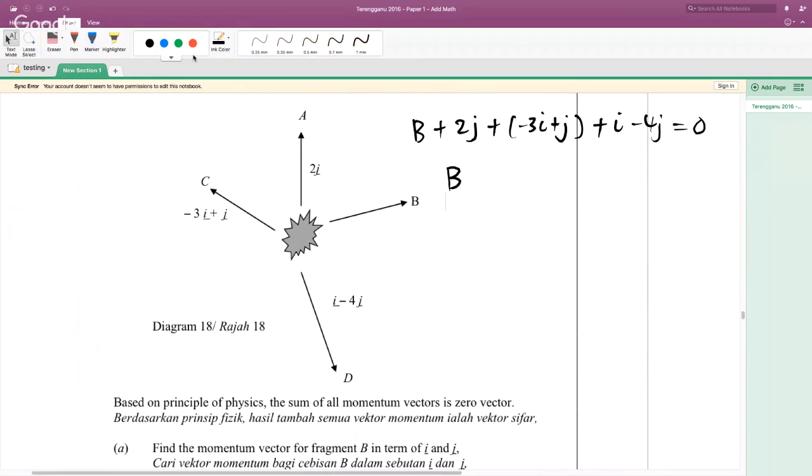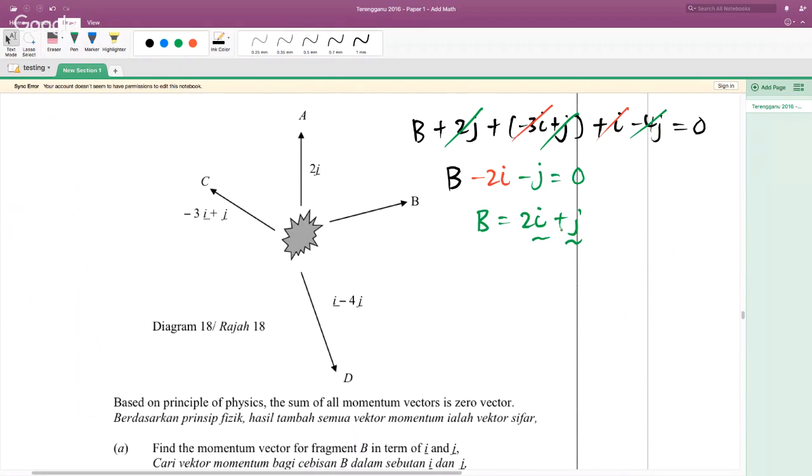So I will solve the i first. I have negative 3i plus 1i, so it's negative 2i. Then I will solve the j part. Positive 2j plus 1j is 3j, minus 4j is negative j, equals 0. So I know my B itself is equal to 2i plus j.